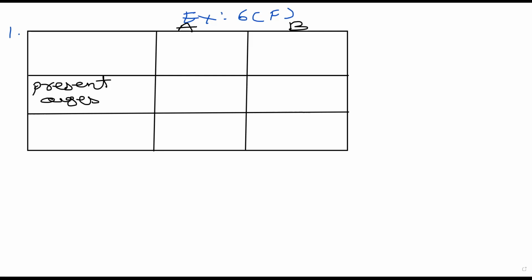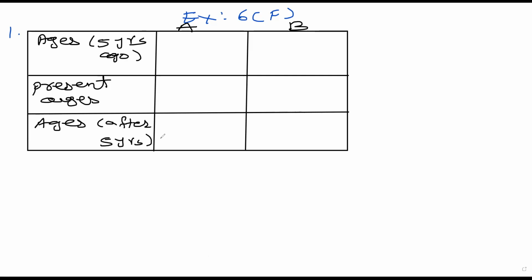So in this row, I'll say ages 5 years ago. And next we have ages 5 years hence. What do you mean by hence? After 5 years. Ages after 5 years. Do you understand what I'm trying to say here, right?